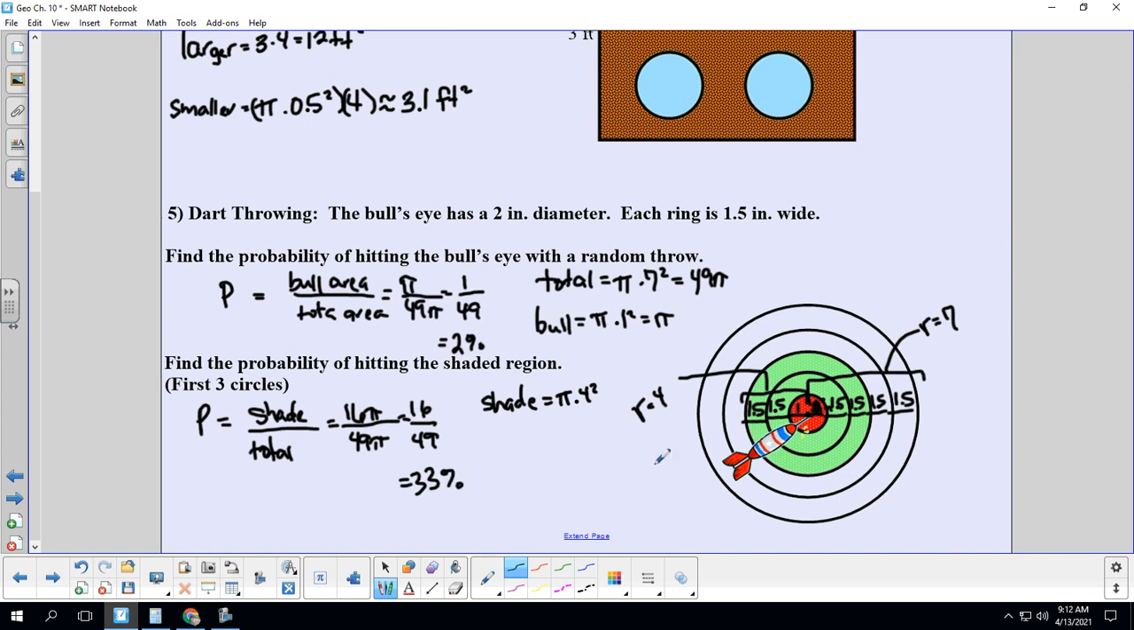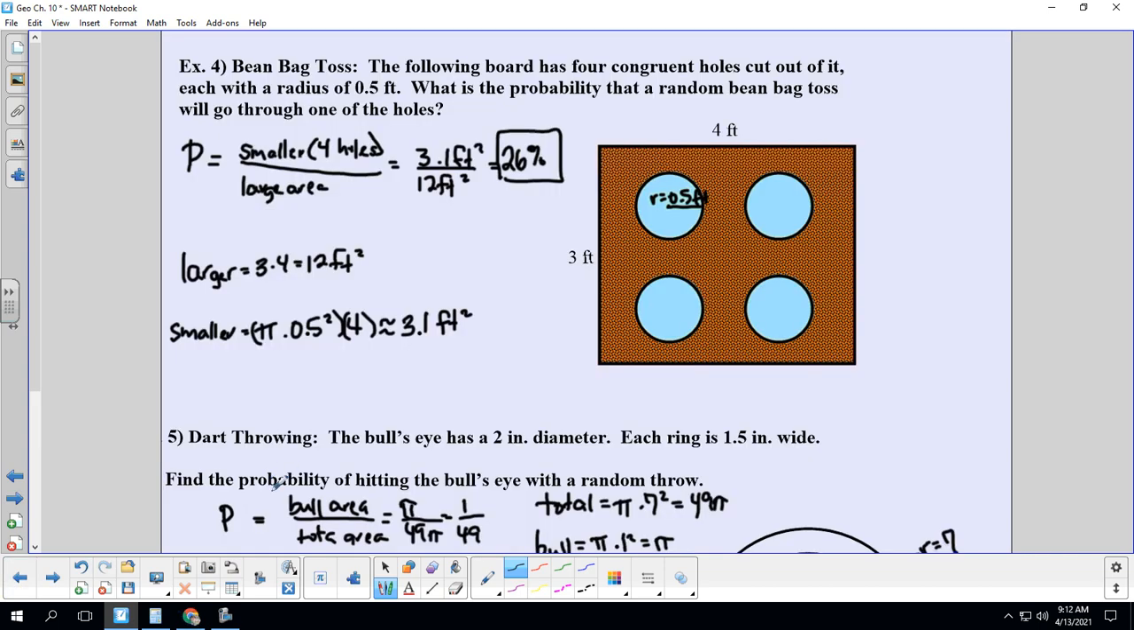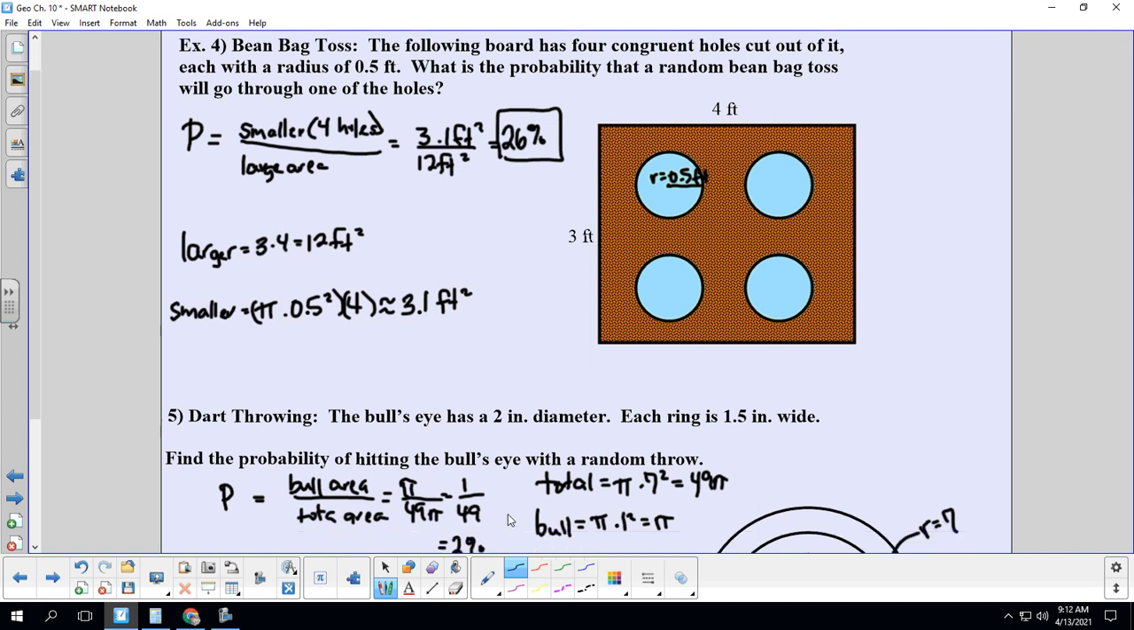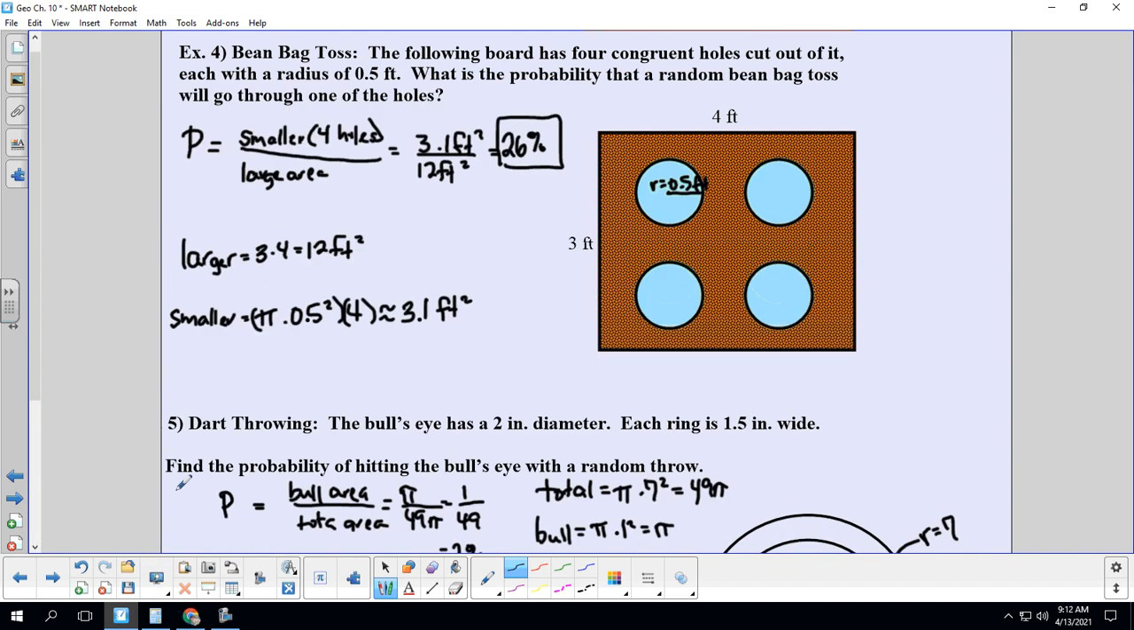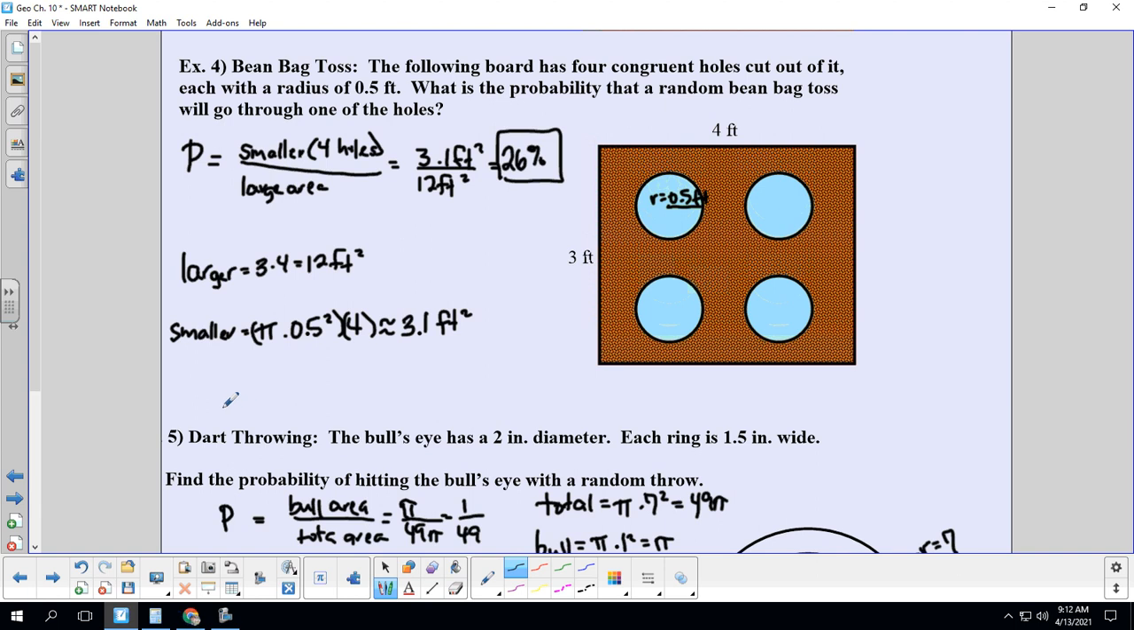probability. Okay, so the way we sort this out is we take our area we want to find the probability for divided by the total area. Find those two areas and then divide them out. All right, you guys, go ahead and do our practice assignment from 10.8 and then come back here to check your answers.